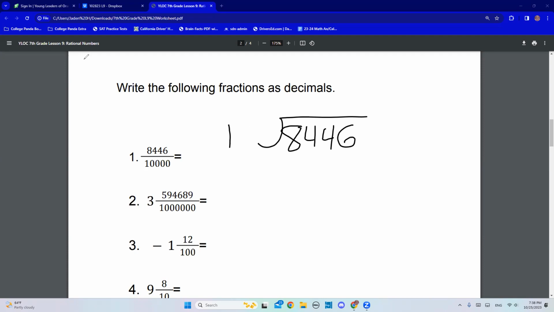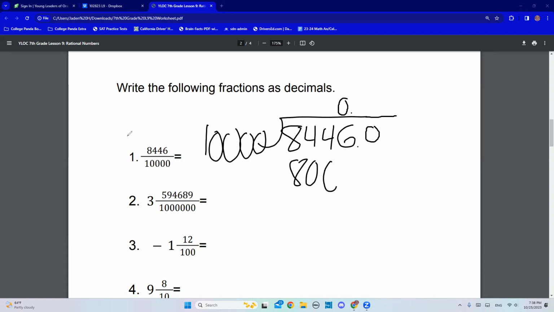So 8,446 divided by 10,000. Well, 10,000 doesn't go into 8,446, so we'd have to add the decimal and the 0. Well, how many times can 10,000 go into 84,460? It can go in 8 times. So once we subtract that, we're left with 4,460.